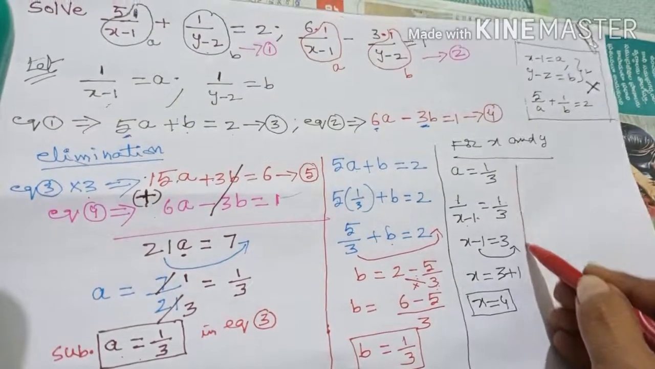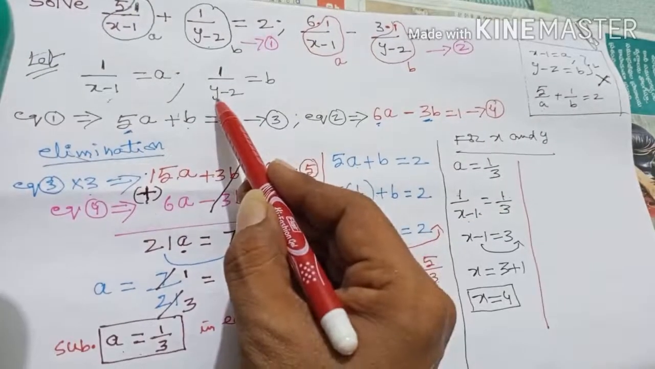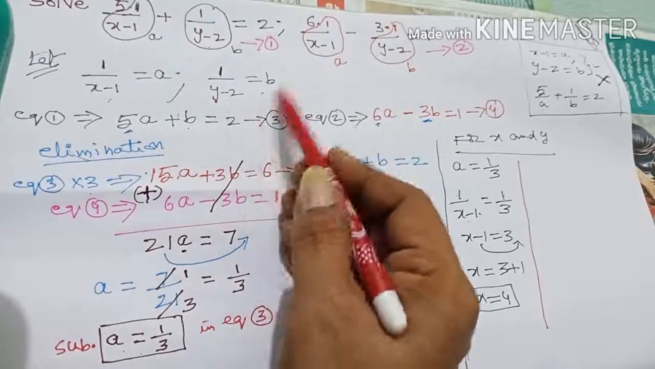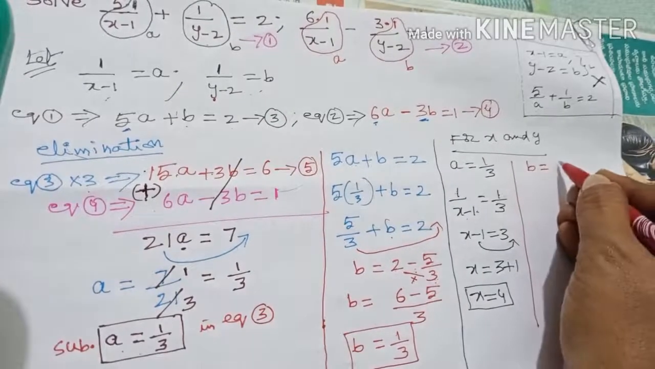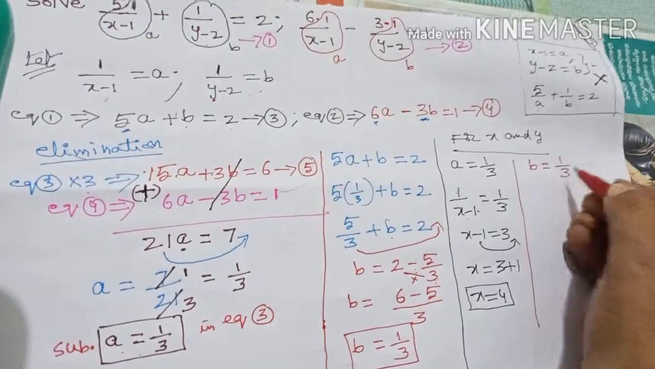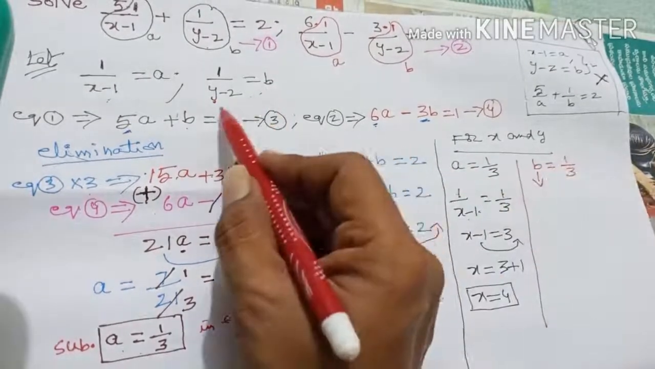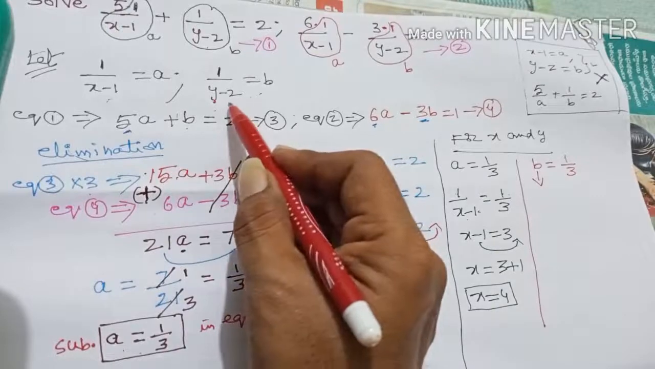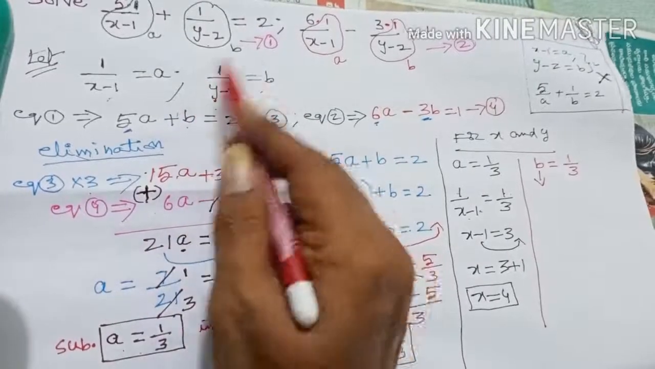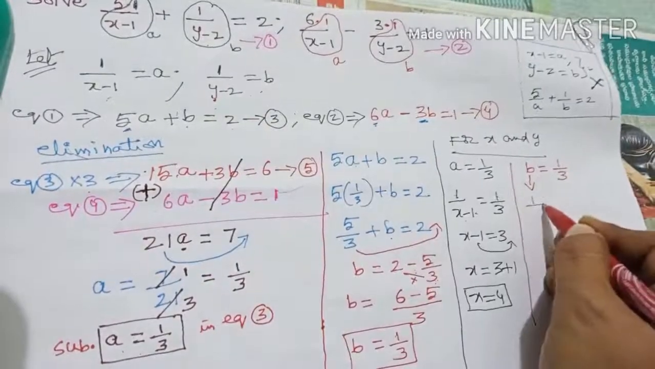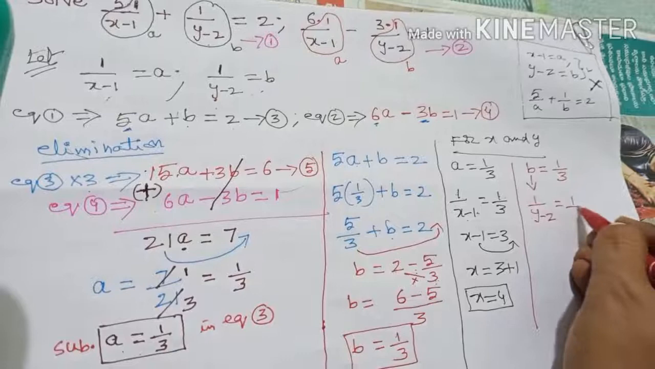So similarly, for getting the value of y, you take the relationship between y and b. You take this assumption. Here write down the b value at first. b is equal to 1 by 3. Then you will write down the value of b according to our assumption. According to our assumption, b is nothing but 1 by y minus 2, isn't it? Therefore, 1 by y minus 2 is equal to 1 by 3.